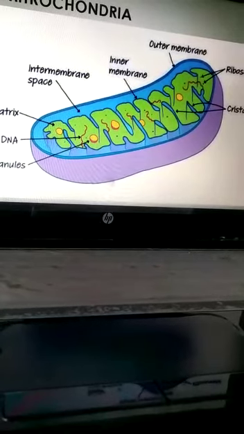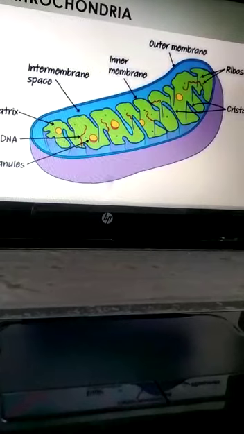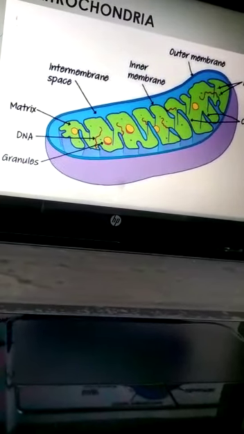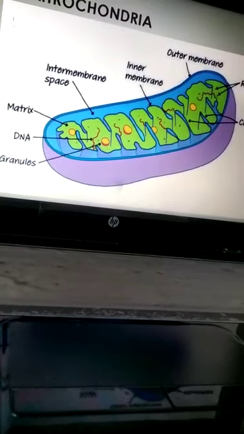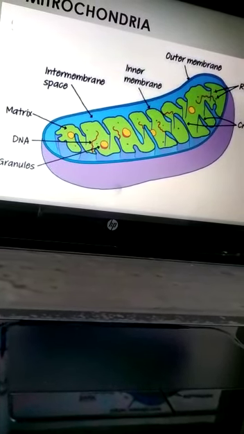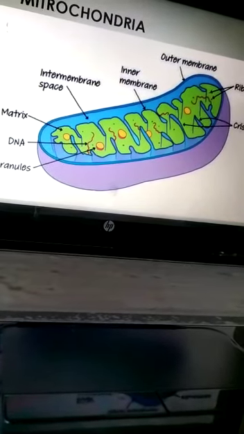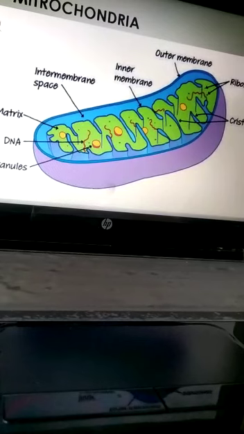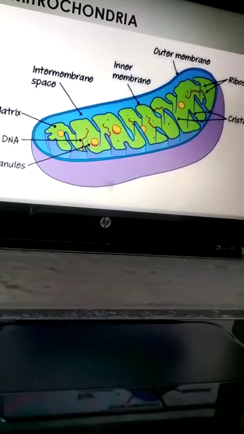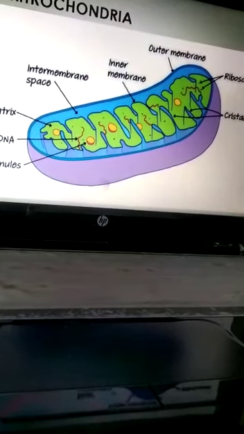Functions of mitochondria. Mitochondria are the site of cell respiration. Mitochondria provide energy in the form of ATP for various metabolic activities of living organisms. Since the mitochondria synthesize ATP, it is also known as the powerhouse of the cell.